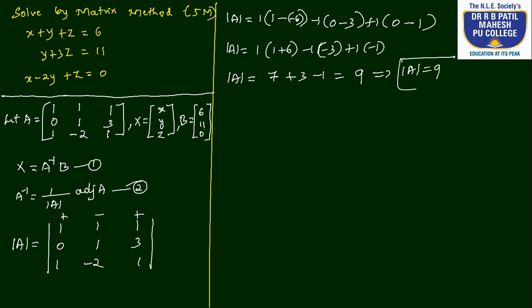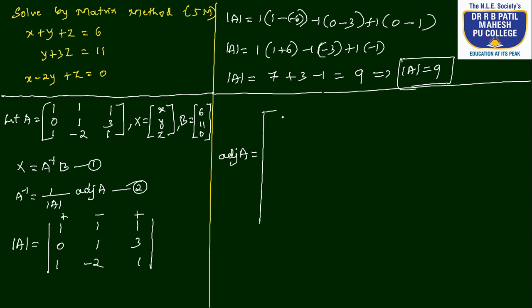Clear? Next, after finding determinant of A, we should find out the adjoint of A. Have patience and see this, how to find the adjoint of A. There are many methods to find the adjoint, but I have this method. You can follow this method or whichever you learned. It is a big matrix actually. As I told you in the class, a big matrix.